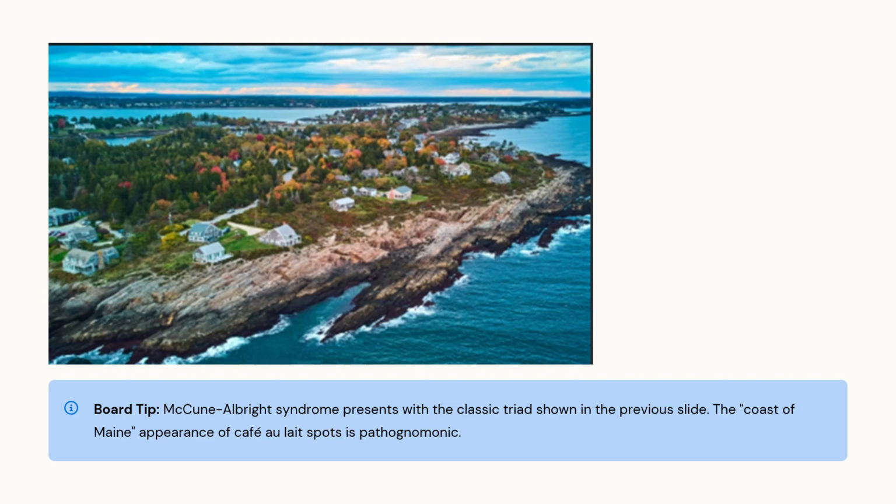This triad, in McCune-Albright syndrome, we have cafe au lait spots in this typical coast of Maine appearance, along with polyostotic fibrous dysplasia as well as precocious puberty.